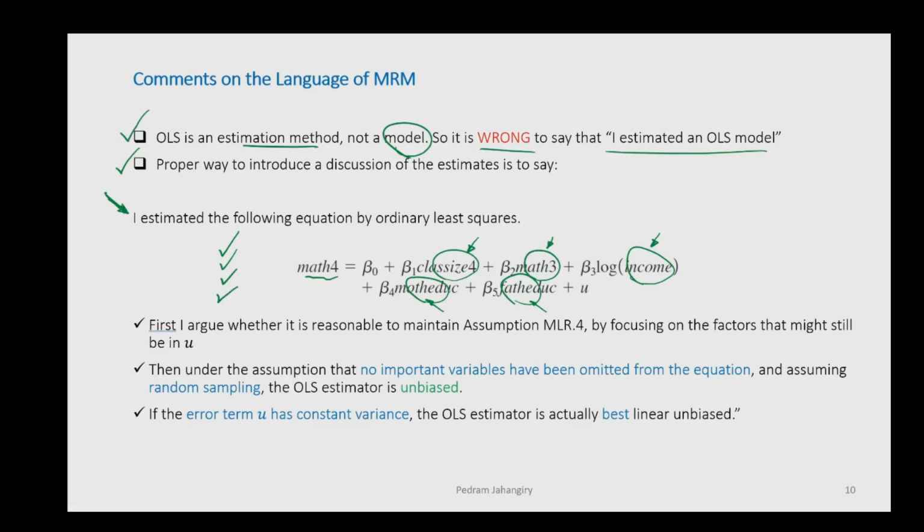Assumption number 4, we're going to say that we argue whether it's reasonable to maintain assumption number 4 in the model by focusing on the factors, and this is important, by focusing on the factors that might still be in the u. So you're going to make some arguments. And this is the art part of econometrics. This is not science. You have to make arguments, say that it seems to me as a researcher, there are not many more variables left out there that I'm not including in the model. So I think that math in grade 4 is a function of these variables and nothing more.